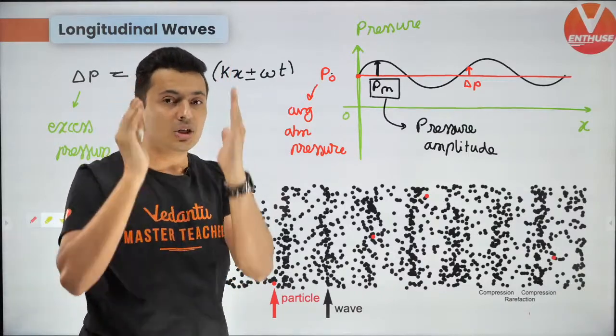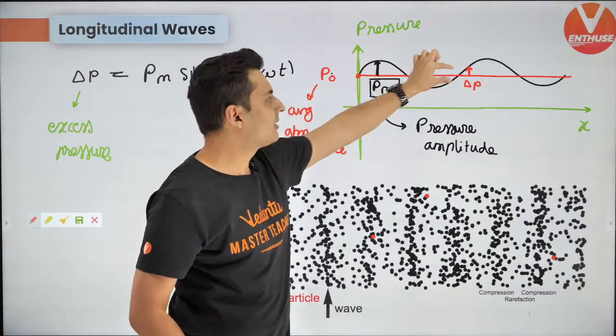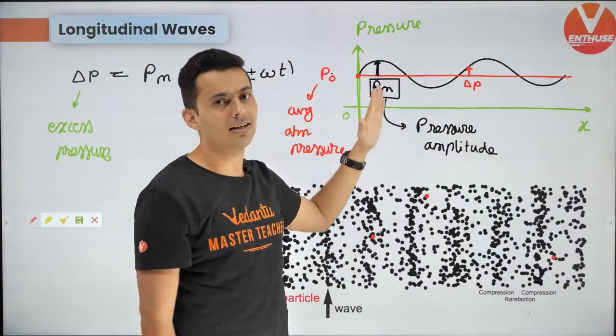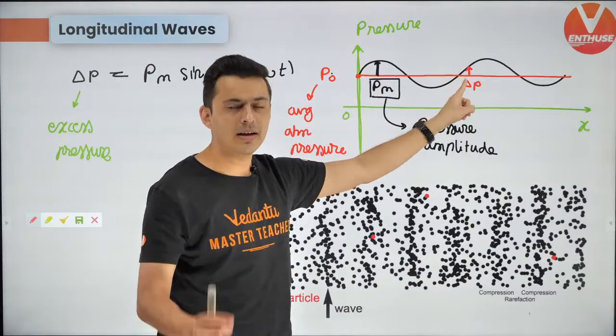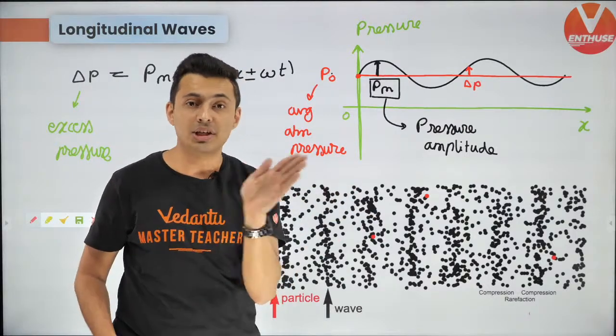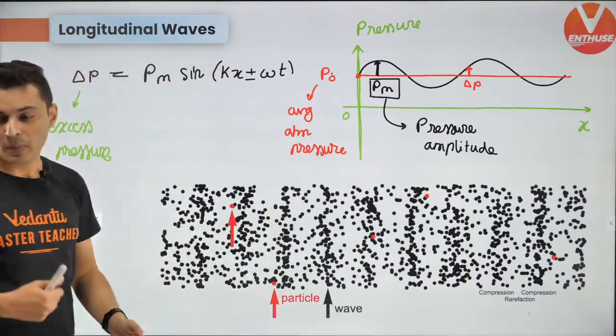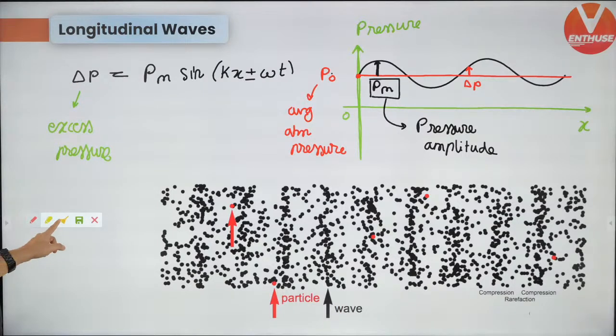If I ask you what is the actual pressure, it will be excess pressure plus the atmospheric pressure. That will be the total actual pressure at that point. And we are generally not interested in the actual pressure. We are generally interested in the excess pressure. How much is the variation in the pressure? Keep this in mind. So this is PM sine (kx plus minus omega t).